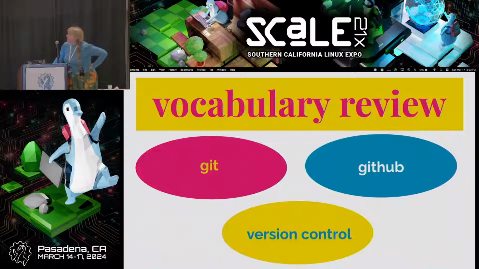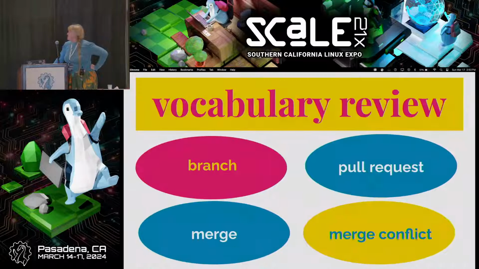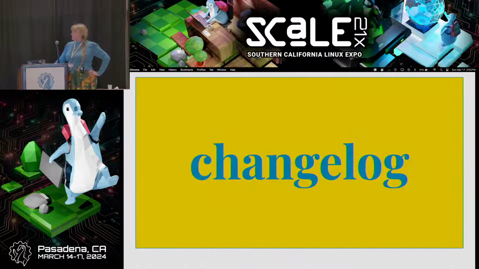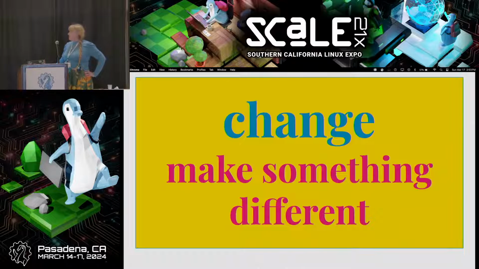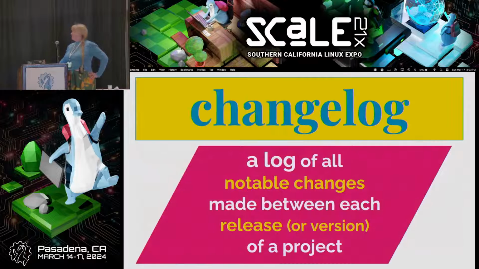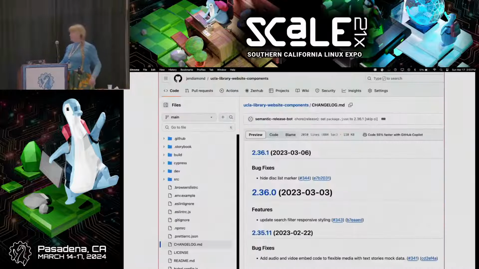So that is our new vocabulary: semantic versioning, minor, major, and patches. Next, we have our changelog. Change just means to make something different. I changed my outfit only two times today. No, really, I didn't. And a log is an official record of events. So a changelog is just a log of notable changes made between each release or version of your project.